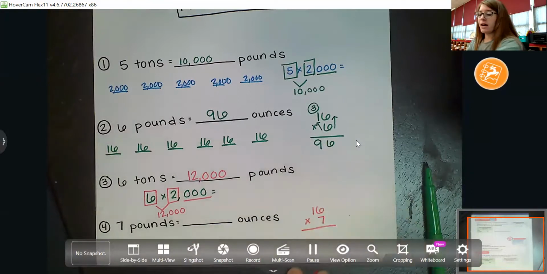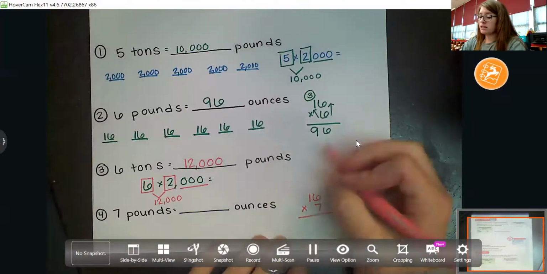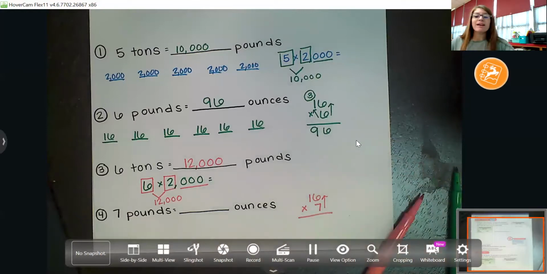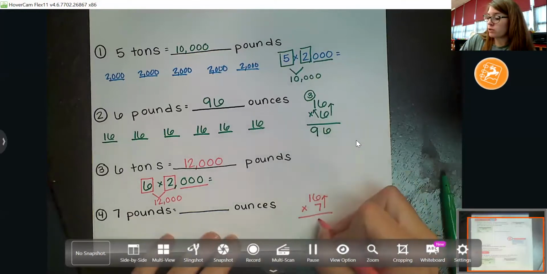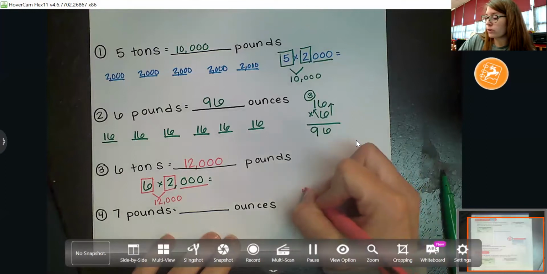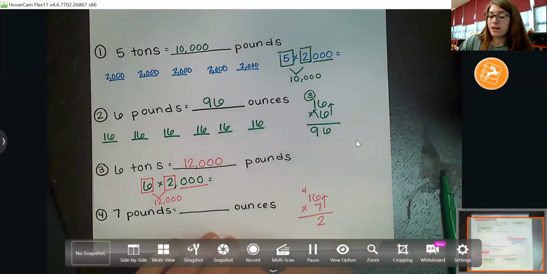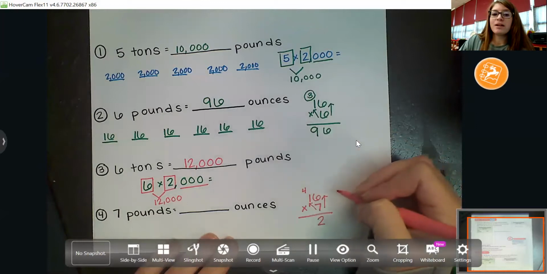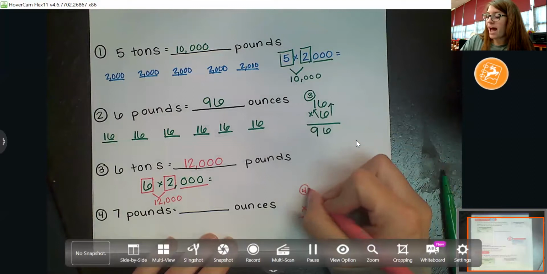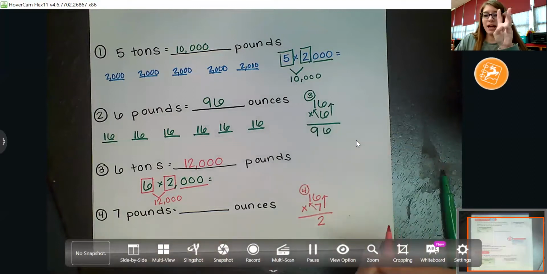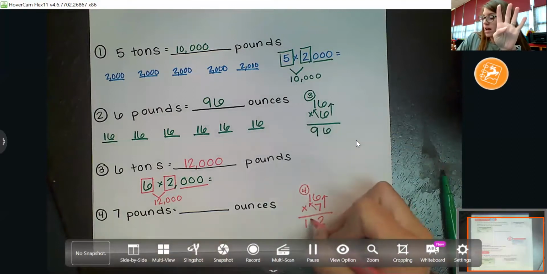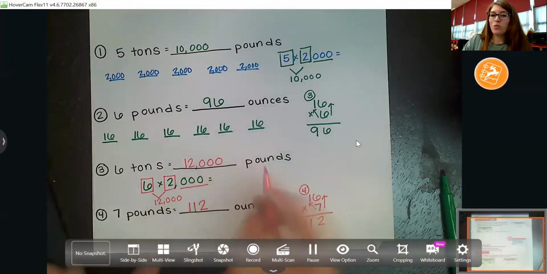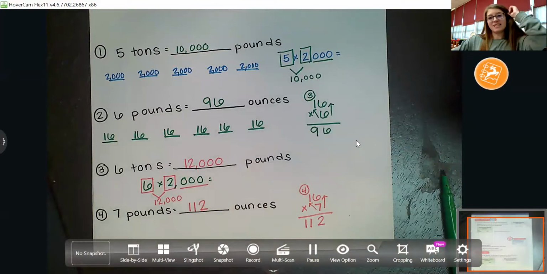So if I multiply 6 times 7, what does that give me? Very good. It does give me 42. The 2 will go here, and that 4 will get regrouped above the 1. Then I'm going to come back to my 1s. 7 times 1 is 7. Very good. Add that 4 we regrouped. 8, 9, 10, 11. And we find out that 7 pounds is the same thing as 112 ounces.